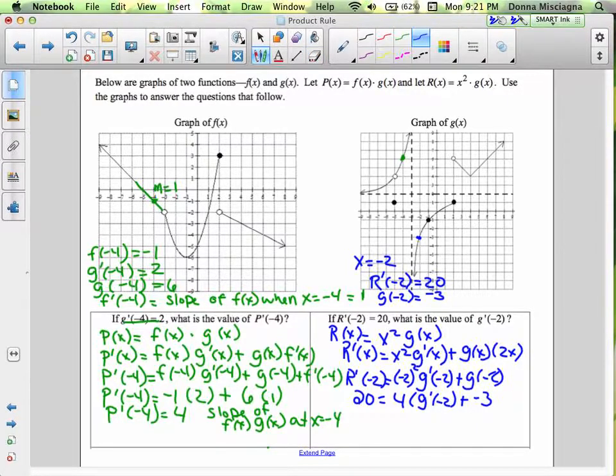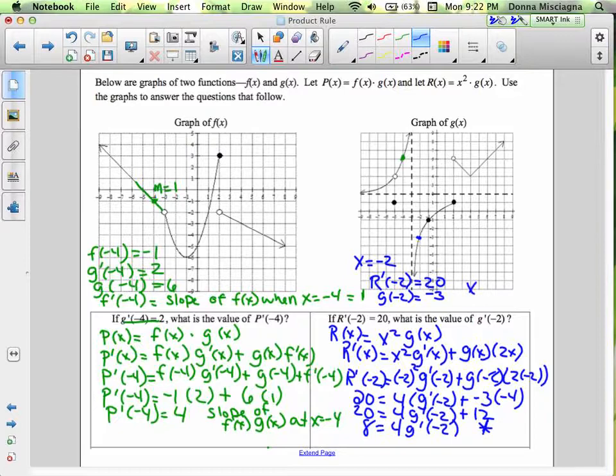Somehow my multiplication became a plus, but that's 2 times -2. All right, so that's going to be -3 times -4. Yes, because g prime of -2 is -3, and 2x is -4. All right, so now to simplify it, 20 equals 4 times g prime of -2 plus 12. Subtract 12 from both sides. 8 is 4 times g prime of -2. And I'm running out of space, but if you divide both sides by 4, g prime of -2 is 2.